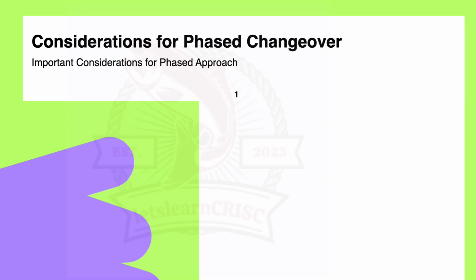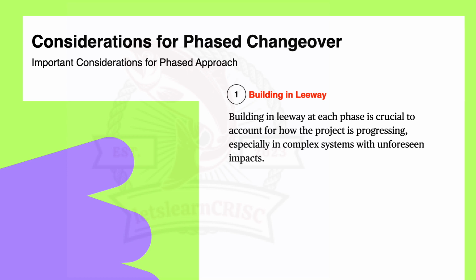Under the consideration for the phase changeover, first we'll discuss the important considerations of the phase changeover, that is building in a leeway. Friends, in a phase changeover, it is essential to incorporate flexibility or leeway at each phase. So this allows for adjustment to unforeseen impacts or changes in the project's progression. Right? Just like we have discussed earlier, think of it like planning a road trip with the flexibility to explore interesting details along the way. So building in a leeway means allowing extra time or resources for unexpected challenges during each phase of the changeover. Right? Similarly, full production life cycle.